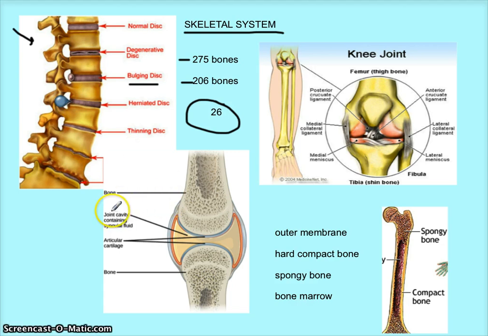Let's talk about a joint. A joint is a place where two bones come together. And of course, here is the knee joint. You have the bone, the thigh bone, and you have the bone that is below that, below the knee. And the joint, of course, gives you much more mobility, and it is connected by ligaments.